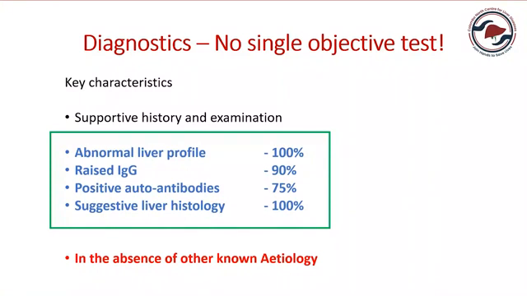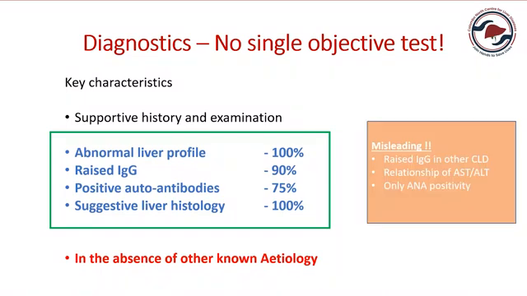Suggestive liver histology. Liver histology is crucial for the diagnosis. In very experienced hands, 100% of the time it should be there. And last but not least, it's very important to exclude other differential diagnoses. So we should consider this in the absence of other known etiology.